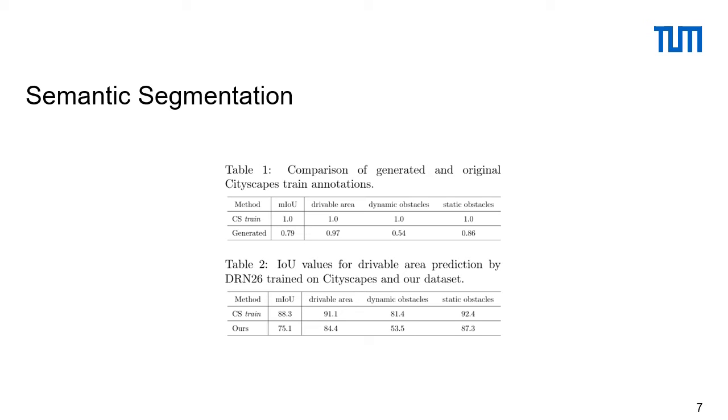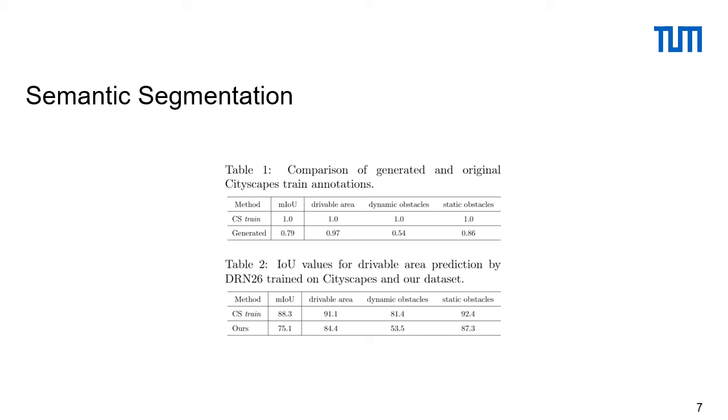We are very satisfied that for drivable area, our self-supervised approach reaches a very high IOU of 97%, and for static obstacles 86%. Dynamic obstacles are the hardest class due to high visual variance and many small obstacles. This also has effects on labeling quality, resulting in 54% IOU. The mean IOU over all three classes is 79%, which is quite good, considering that labels are generated automatically.